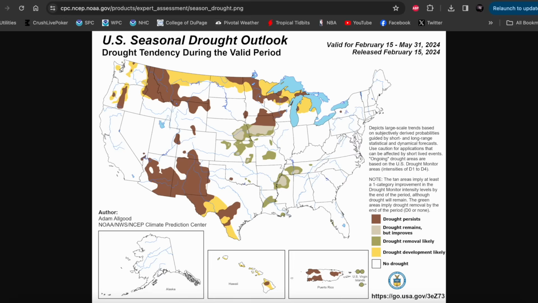Now let's look farther out into the season. This is the Climate Prediction Center's seasonal drought outlook valid from now through the end of May. Areas in brown are where drought is expected to persist, and areas in yellow are where drought is expected to develop. We do see some continuation and perhaps worsening of the drought across southern portions of the EML source region, so we'll have to monitor that as we go into the season.